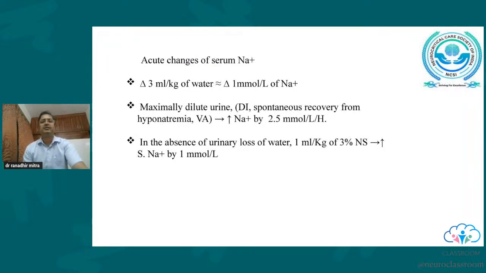So for acute changes in serum sodium, normally whenever there is a change in water content in the body of around 3 ml per kg, it will cause a change in serum sodium of around 1 millimole per liter. Maximum dilute urine is produced whenever there is an increase of sodium by more than 2.5 millimoles per liter per hour.